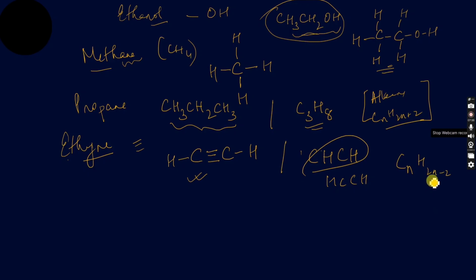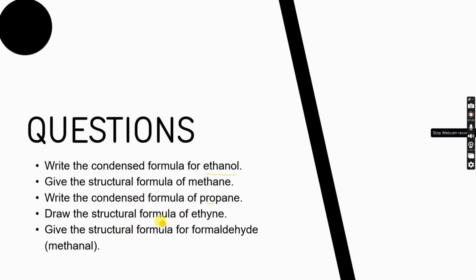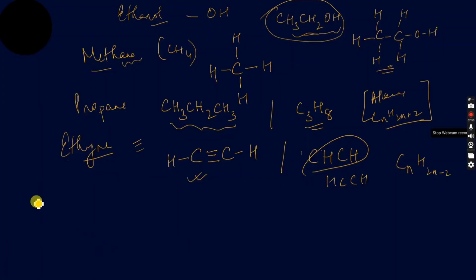Next we have, give the structural formula for formaldehyde, that is methanal. Formaldehyde is the common name or generic name, and methanal is the IUPAC name. So you should know both, the generic names of some of the compounds also. So methanal: AL means the functional group present here is aldehyde. So that means the CHO group is there, and meth means 1 carbon. And AN means single bond.